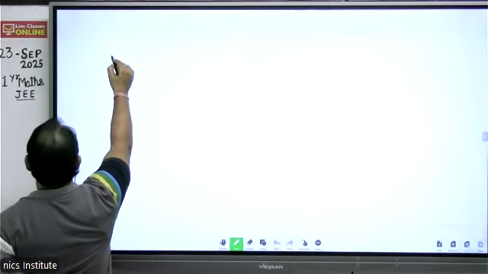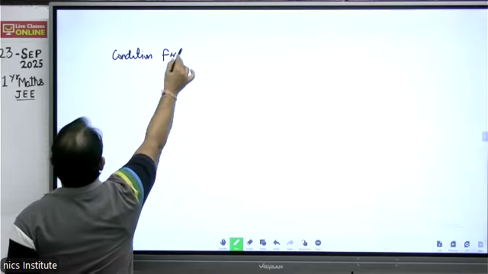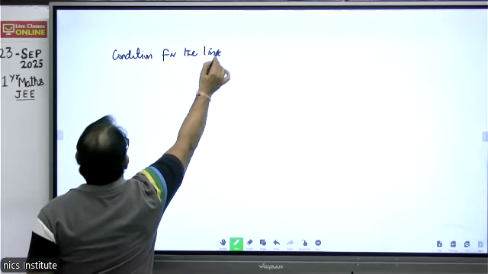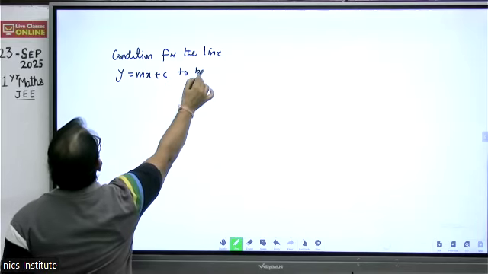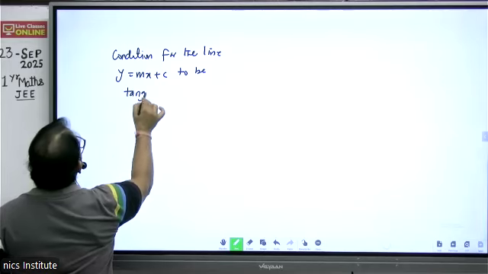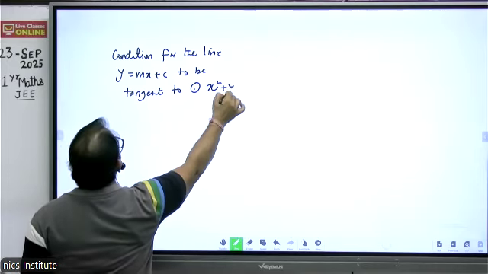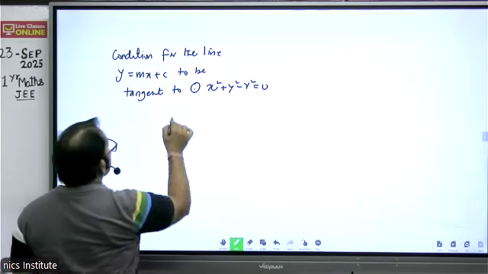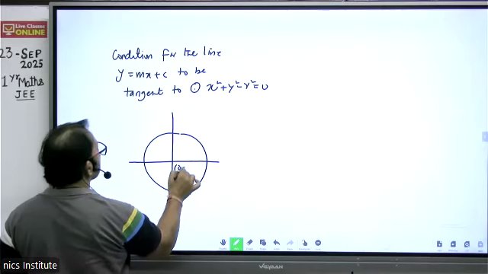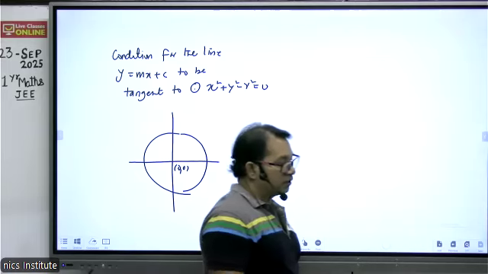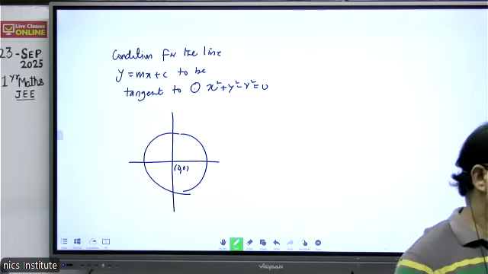वैसे तो tangent is also removed from the syllabus, but still we'll do it. Condition for the line y is equal to mx plus c to be tangent to the circle x square plus y square minus r square equal to 0. The simplest circle whose center is at the origin. This is a circle x square plus y square minus r square equal to 0. Simplest circle whose center is at the origin.